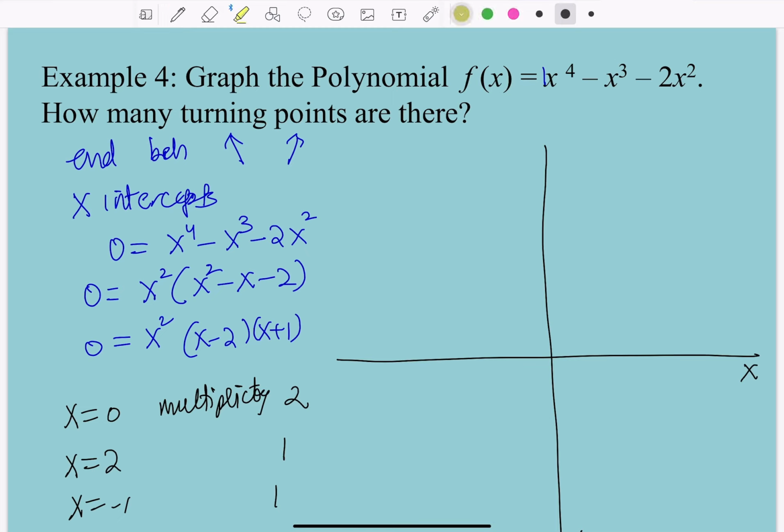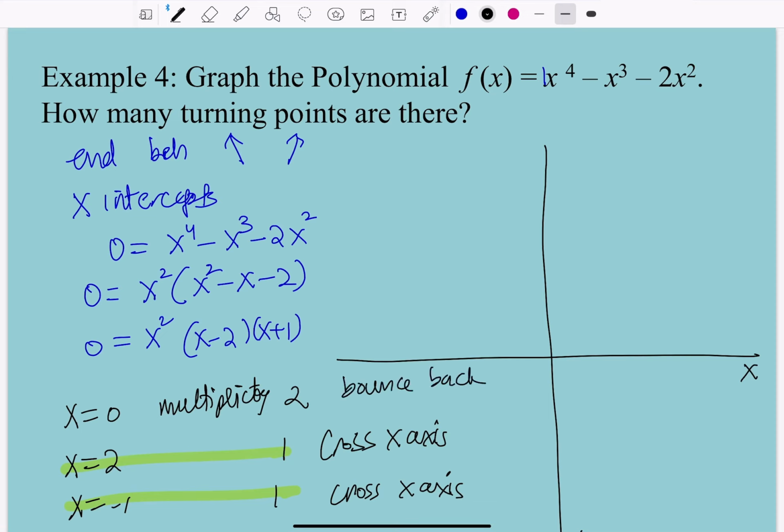That means the graph is going to cross at these 2 points at x-axis, and at 0, it's going to bounce back. Okay, let's go ahead and graph it. So at x equals 0, it's going to touch and bounce back, at x equals 2, and then x equals -1. And we already know the end behavior.